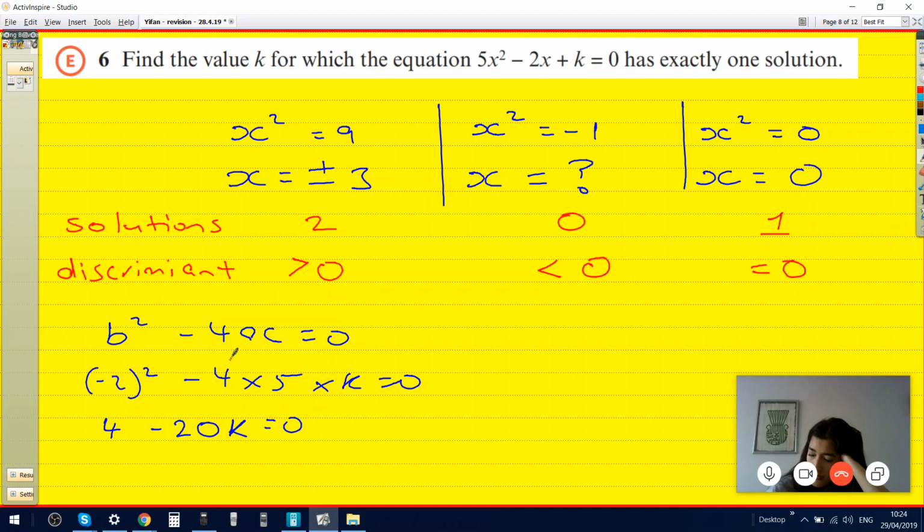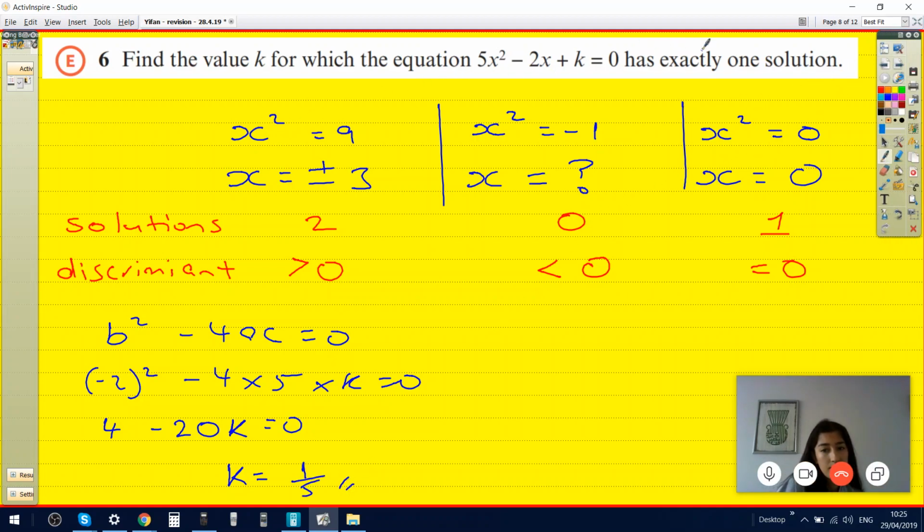B squared minus 4 times A times C. So is it 4 minus 20k equals 0? Why have we done 20k? 4 times A times C. Oh yeah, I separated that. Why did I do that? Hold on. Okay, so 4 minus the 5 times k equals 5k. So 4 minus 20k equals 0. 4 equals 20k. K equals 4 over 20, which is 1/5. There we go. Exactly one solution.